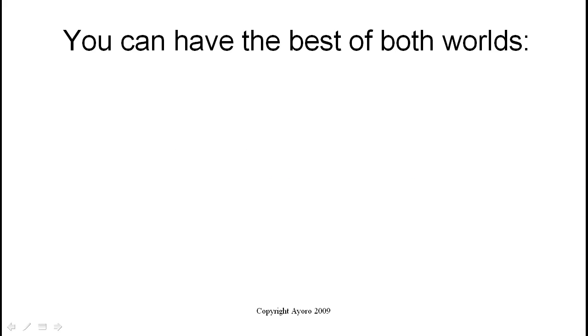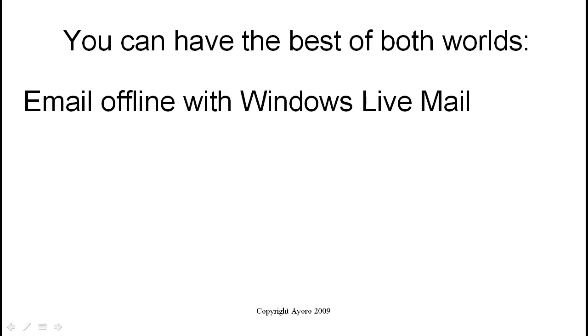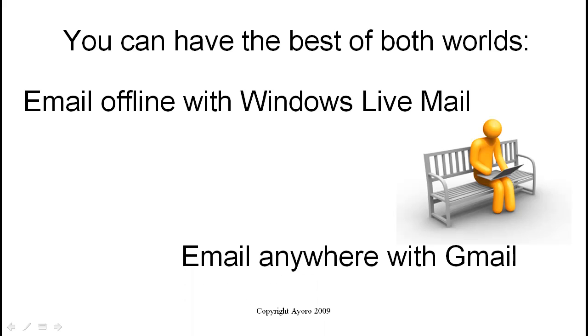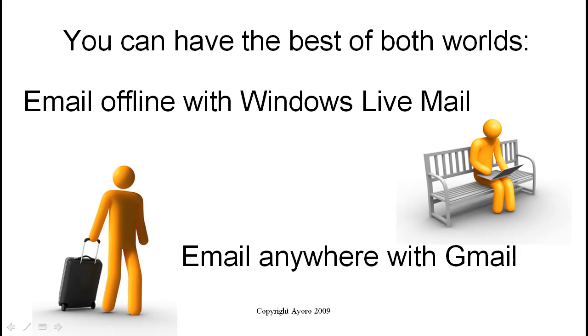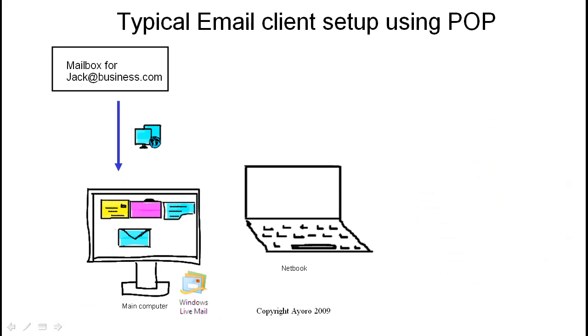So whether you currently use webmail, or you currently use Windows Live Mail, or you use both but they're not synchronized, you can now get the best of both worlds. With this setup, you can email offline using Windows Live Mail, and you can email anywhere with Gmail. But first, let's just take a look at the typical email client and typical webmail setups, so you'll understand why.